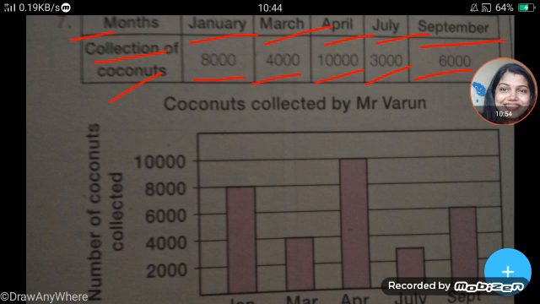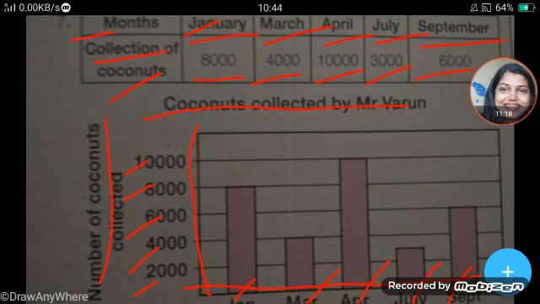Now what will be the title for this? The coconut collected by Mr. Varun. This is your y-axis, this is your x-axis. The label becomes your month, that is Jan, March, April and July and September, and this becomes your data. That is, if you just see this data clearly, you can just take in terms of multiple of 2, which will be better for you to cover all the data.